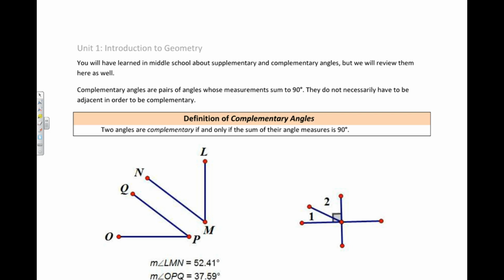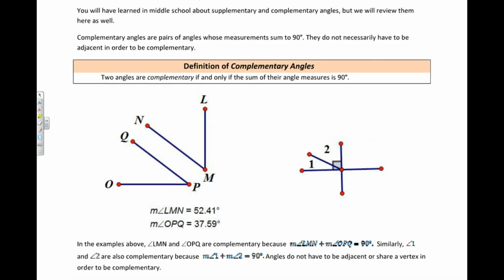All right, now this is some major flashback for you guys, but I just want to make sure we're all on the same page. You learned about supplementary and complementary angles in middle school, but you've probably forgotten which one's which, so we're going to talk about it right now. Complementary angles are angle pairs whose measures sum to 90 degrees. Angles do not have to be adjacent to be complementary, they just have to add to 90 degrees.